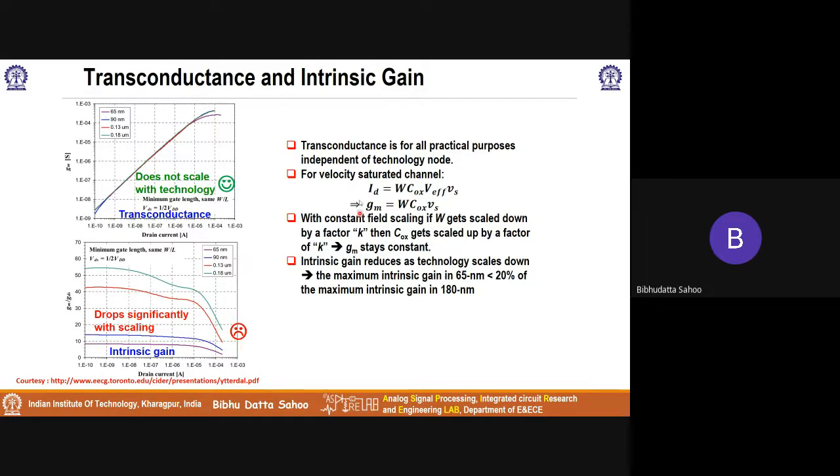gm over gds, so that's what is written. Transconductance is for all practical purposes independent of technology node.